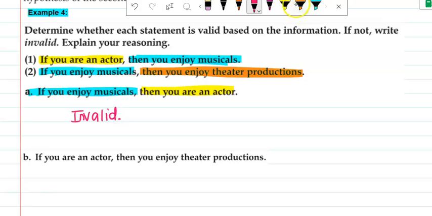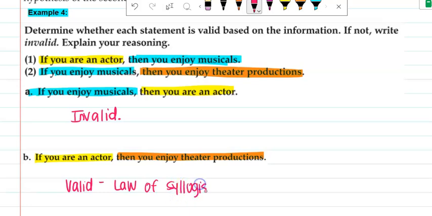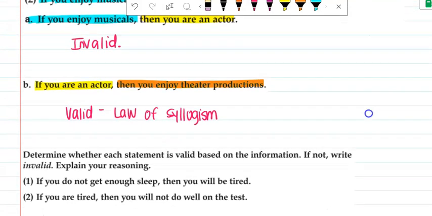Okay, second one. If you are an actor, so that's our yellow, then you enjoy theater productions. That's our orange. So notice what they did here is we don't have any blue. We've cut it out. Okay, we've started with our very beginning. If you are an actor, we've cut out that repetition of the blue, and we finished with then you enjoy theater productions. So this is valid because of our law of syllogism. It cuts out that run-on sentence for us.